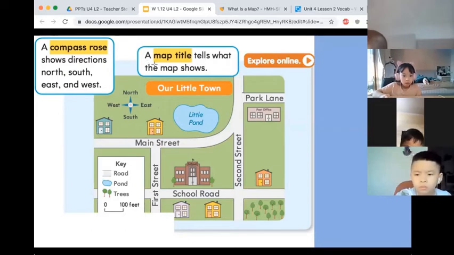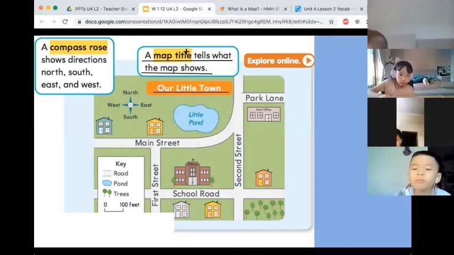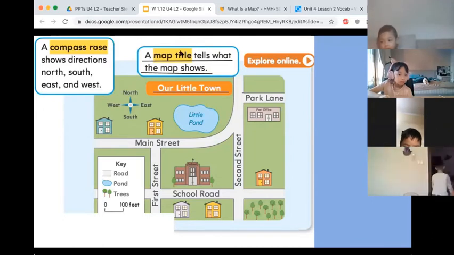Compare rows show. No, I'm talking about a map title. This is the title of this map. Callum, can you please read this for me? A map title tells what the map shows. So why is the map title important? The map title tells what the map shows.